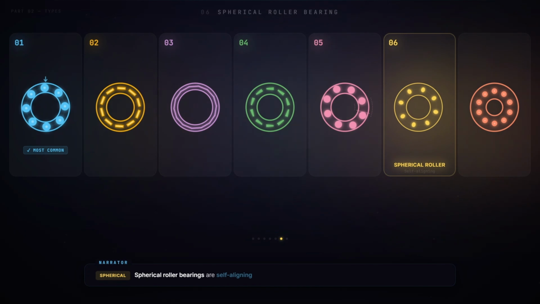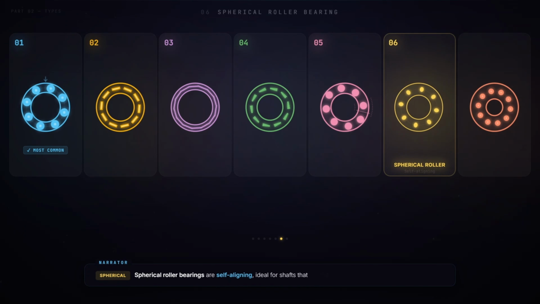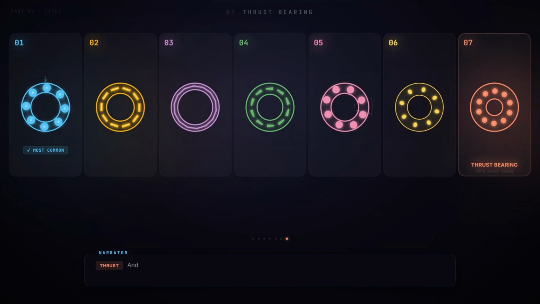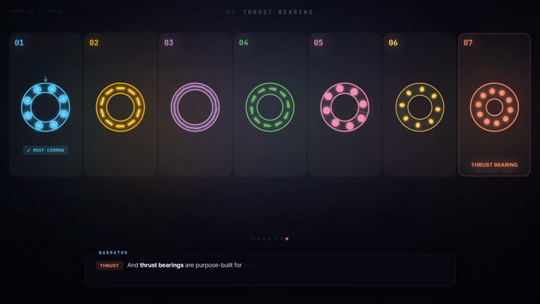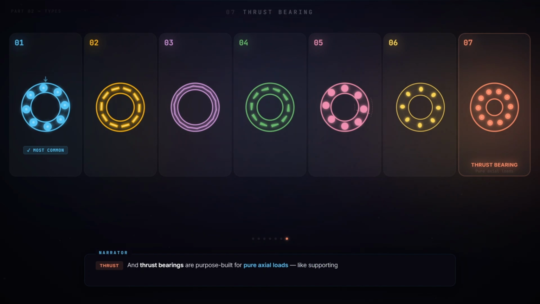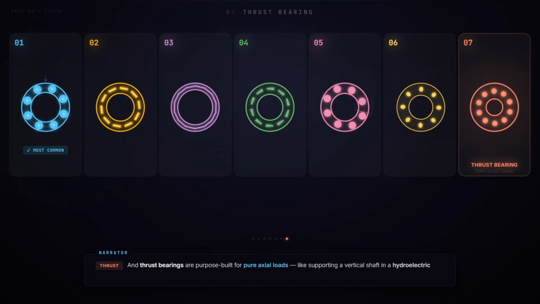Spherical roller bearings are self-aligning, ideal for shafts that deflect under heavy loads. And thrust bearings are purpose-built for pure axial loads, like supporting a vertical shaft in a hydroelectric turbine.